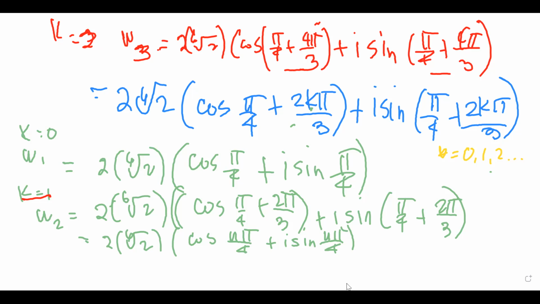Okay, so I guess that's it. We have now found the 3 roots W1, W2, and W3, where k is 0, 1, 2, because we only need to find 3 roots, since we have to find the third root of the given complex number.